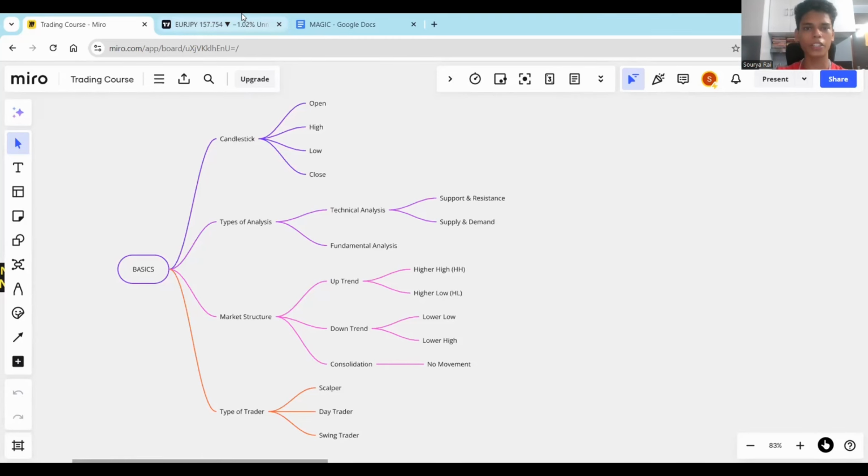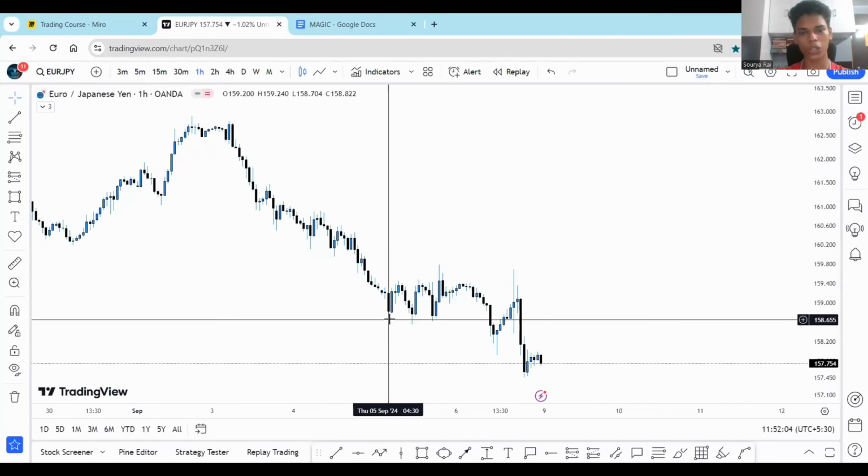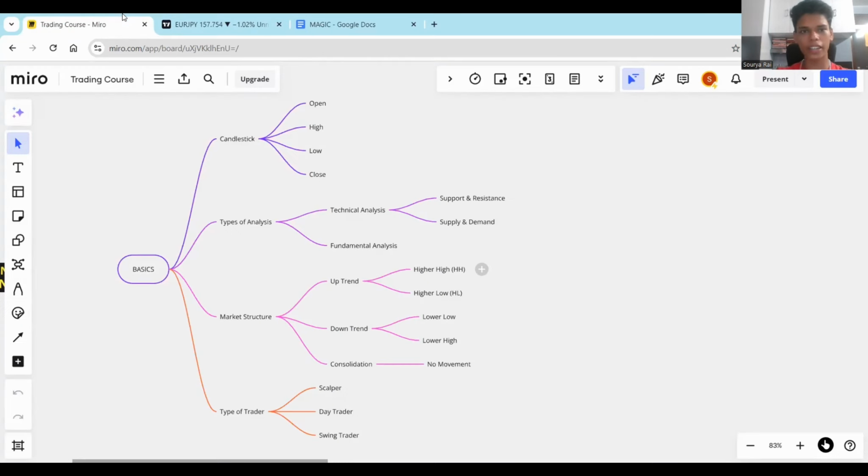First, once we open any trading chart, all we can see is these tiny rectangles going up and down. These rectangles are what we call candlesticks in the trading world. If we look into the anatomy of a candlestick, all we can see is open, high, low, and close, which people also refer to as OHLC.